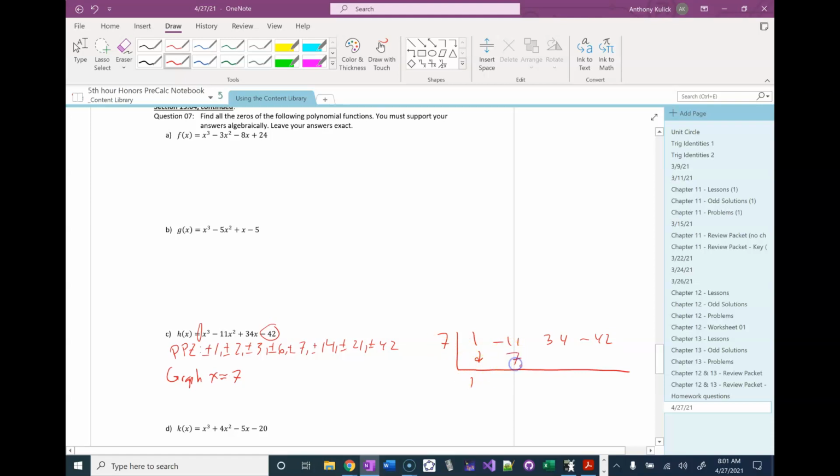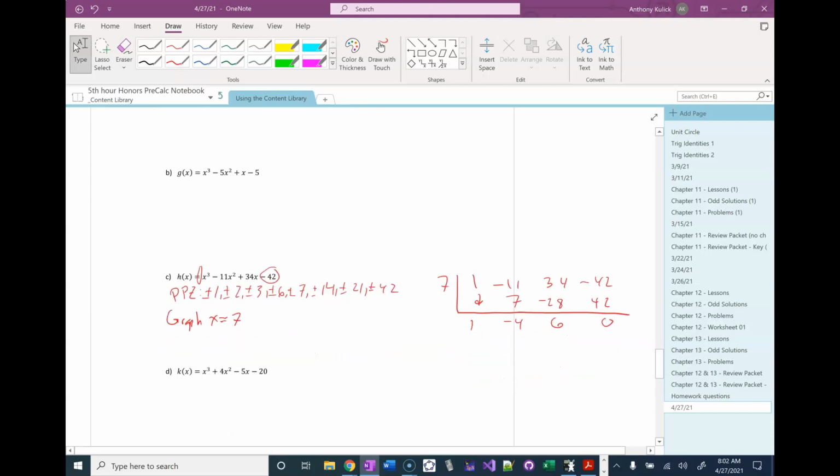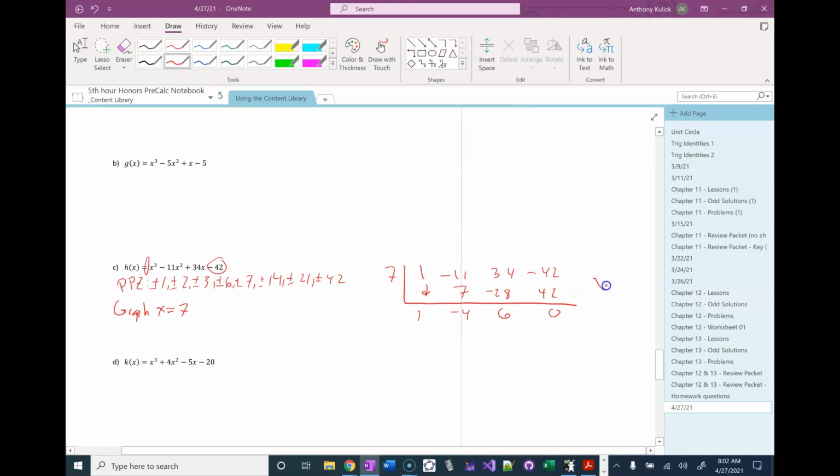So 1 times 7 is 7, and then add down gives me negative 4. 7 times negative 4 is negative 28. Add down gives me 6. 7 times 6 is 42. Add down, that gives me 0. So that's one solution, since I got a 0 remainder.